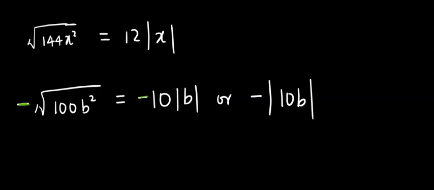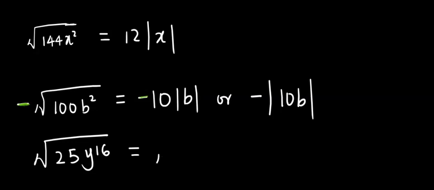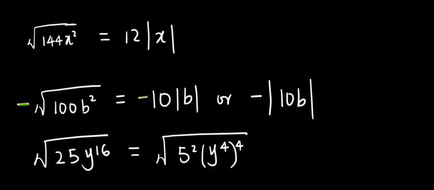Let's continue. What if we have a question that looks like this? 25 and we have y to the 16th power. Okay, so 25 is 5 squared. y to the 16th power is the 4th power squared. Therefore, 5 can come out, and y to the 4th power, we're going to guarantee it will be positive, so no need for absolute value this time.